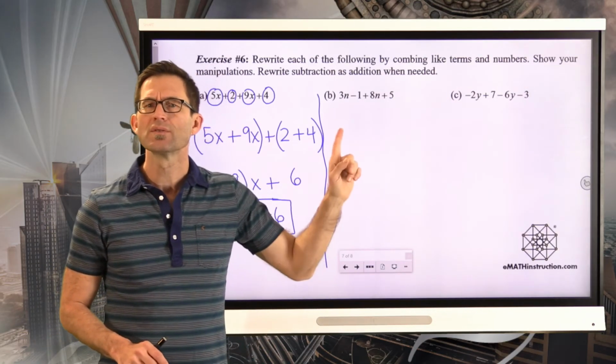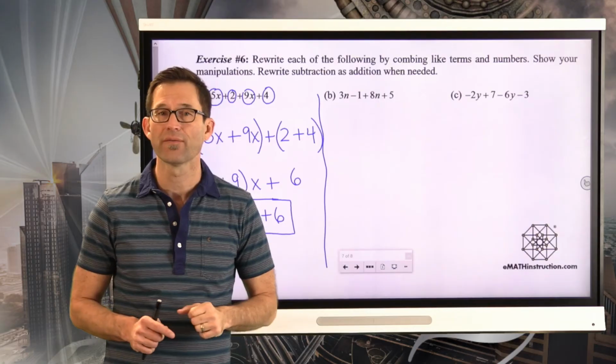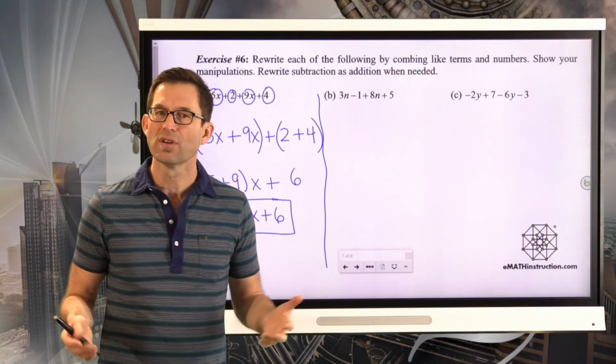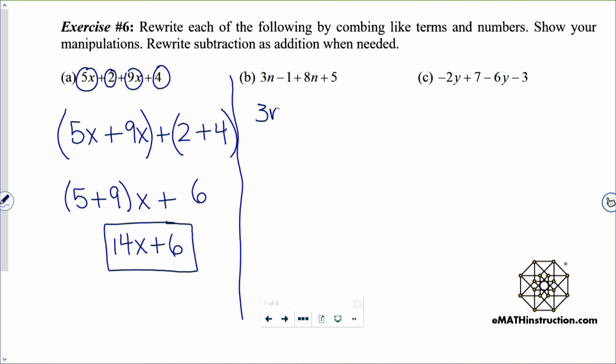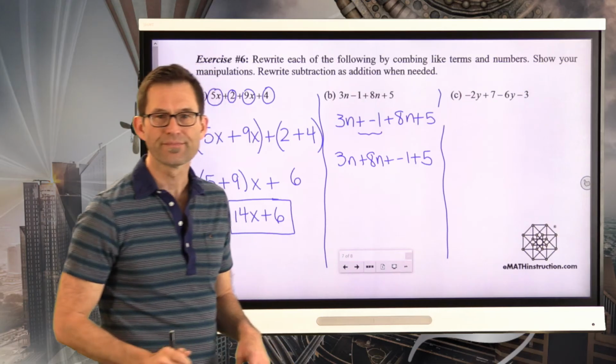Things get a little bit trickier when you have some subtraction involved and when you have negatives involved. So let's take a look at this one, right? 3n minus 1 plus 8n plus 5. Now, in order to do this commutative property with the addition, we have to have addition. We can't really have subtraction. So one thing I might think of first is to see it as 3n plus negative 1 plus 8n plus 5. Because I've rewritten this as addition, I can now flip-flop and say that's 3n plus 8n plus negative 1 plus 5, right?